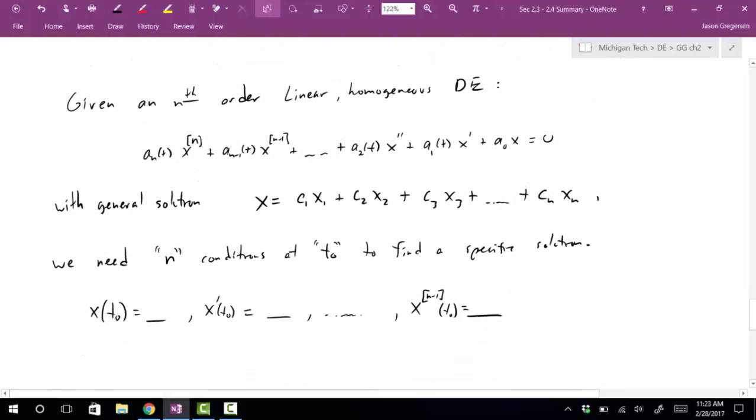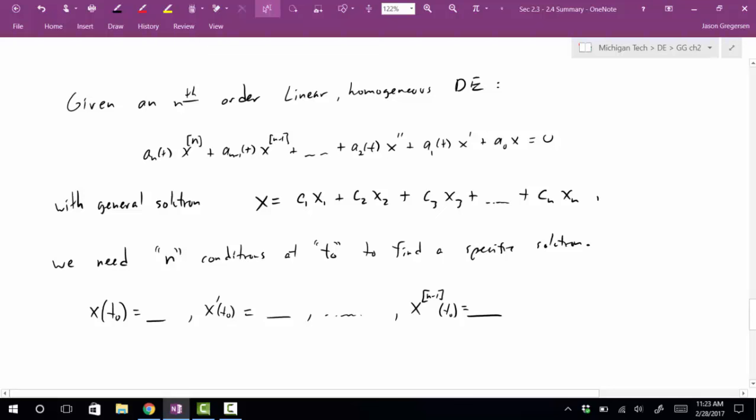Once again, same starting right here, so you don't have to keep recopying if you don't want to. Given an nth order linear homogeneous differential equation like that. Now we know that if we have linearly independent solutions, we can form our general solution like this. There is the general solution. That represents the family of solutions, infinitely many members in that family of solutions.